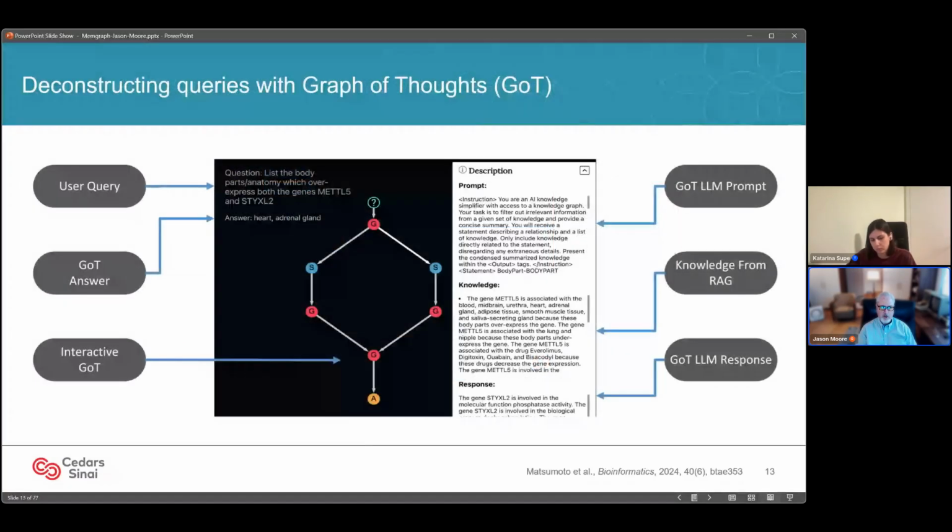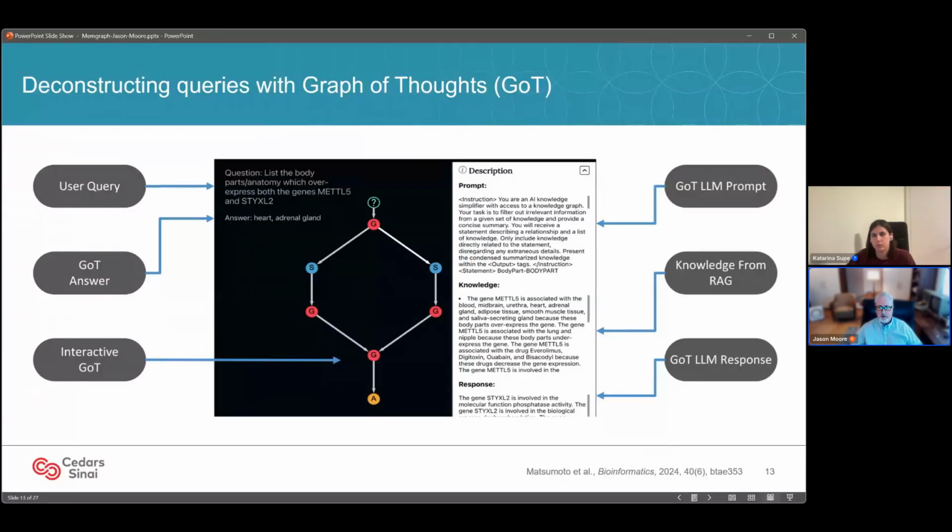About a year ago, Hugging Face published a paper on arXiv, which I don't think has been peer reviewed and published in a peer reviewed journal yet, on a method they called graph of thoughts. We read this paper and really thought it would be useful for this task. And so we incorporated it into our large language model approach.